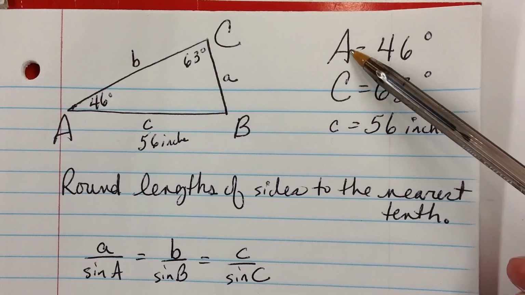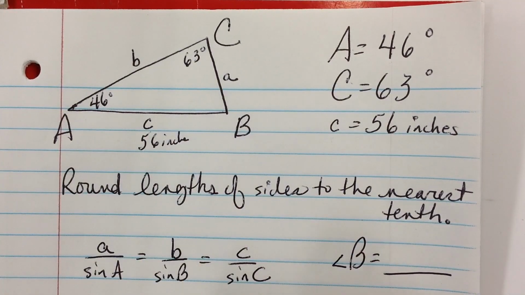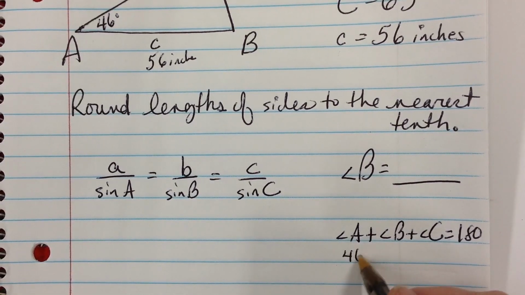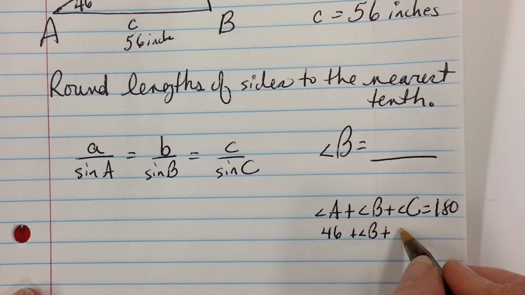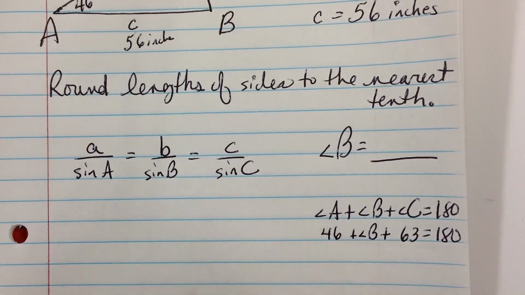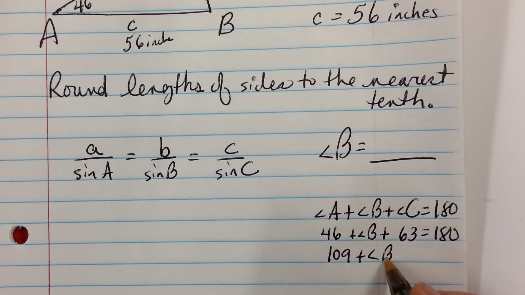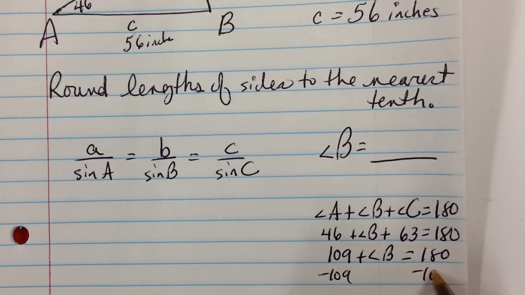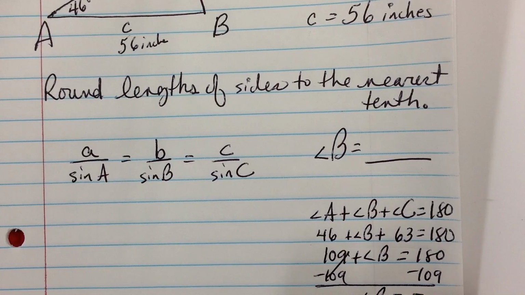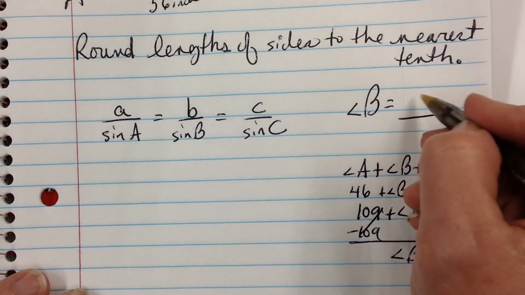Now, being that we were given angle A and angle C, I can find angle B right off the start. So remember that angle A plus angle B plus angle C equals 180 degrees. Angle A is 46, angle B is the one I'm solving for, angle C is 63, equals 180. Add those together. 46 plus 63 gives me 109. So 109 plus angle B is equal to 180. Subtract 109 from both sides. I have angle B is equal to 180 minus 109. So angle B is 71 degrees.